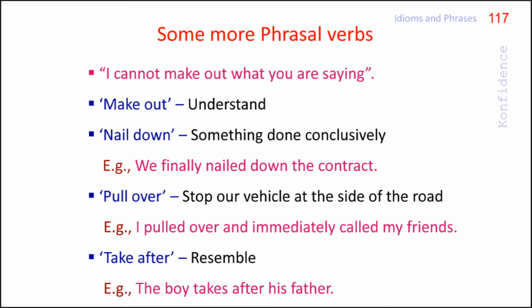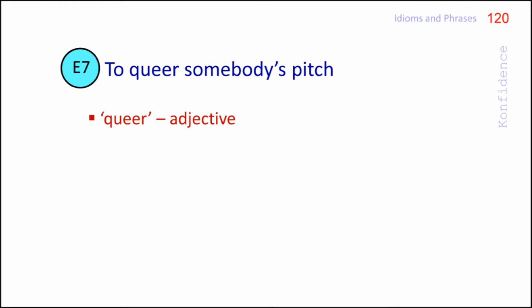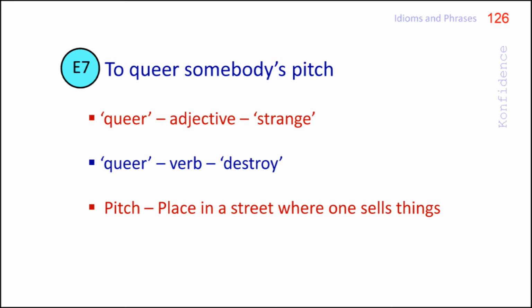Now let us get back to idioms and look at some more examples. Refer the idioms E7 to E10. The word queer used as an adjective means strange. However, in the idiom E7, it is used as a verb. As a verb, it means destroy. Pitch is a place in a street where one sells things. So the meaning of this idiom is to destroy someone's plan.